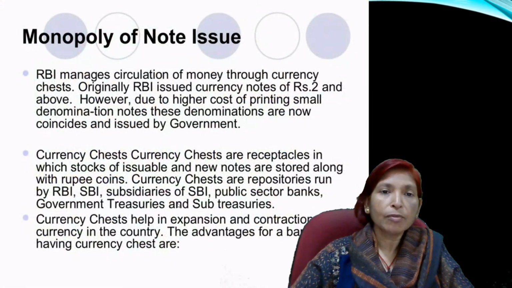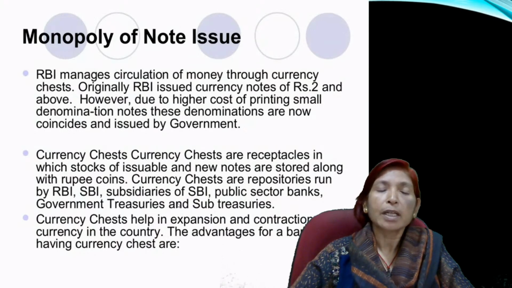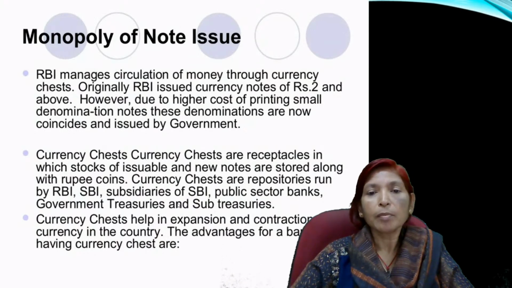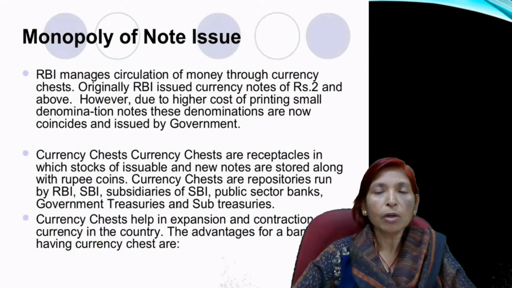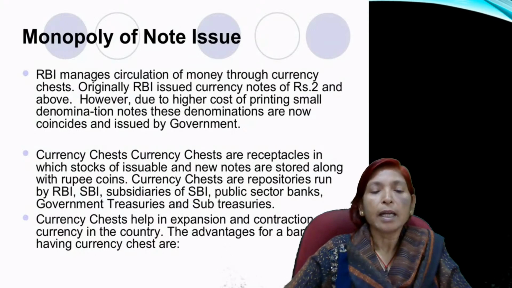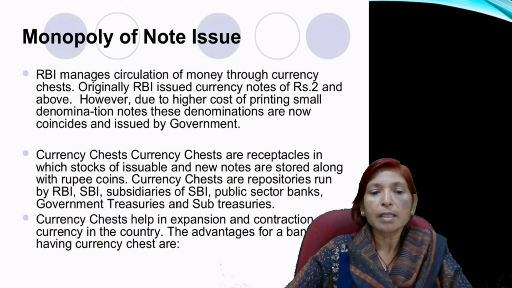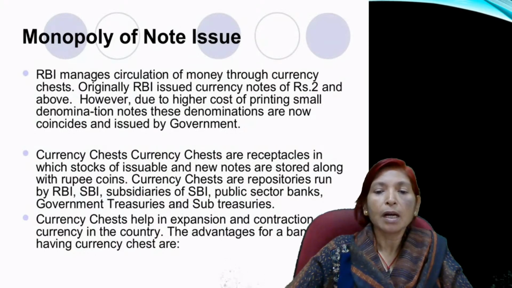Next is monopoly of note issue. RBI manages circulation of money through currency. Originally, RBI issued currency notes of rupees 2 and above. However, due to the higher cost of printing small denomination notes, these denominations are now coins and are issued by the government. And currency chests are receptacles in which stocks of issuable and new notes are stored along with rupee coins.